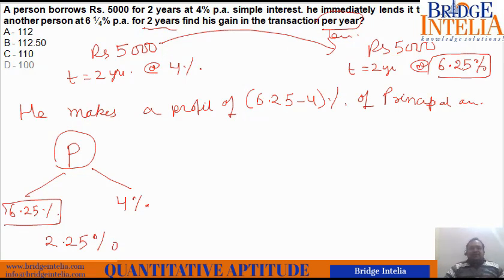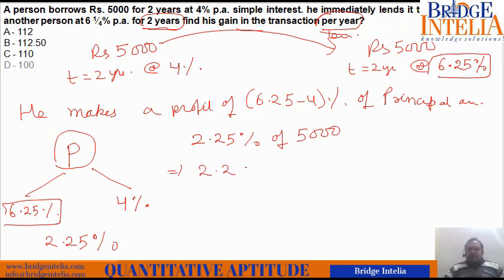This 2 years is given to confuse you, because ultimately you have to calculate the gain per year. So think only in terms of a single year. So he borrowed P, he has to return 4%, but he is getting 6.25% from the market. So the additional 2.25% that he gets is his profit. So what is his profit per year? The answer is 2.25% of the principal amount of 5,000. So let's solve this.